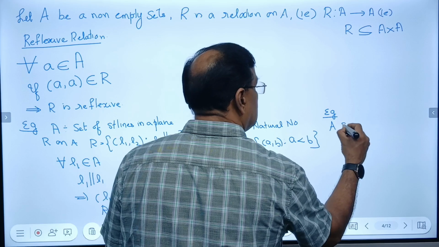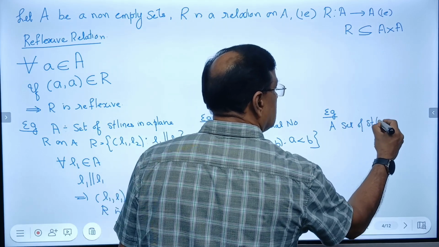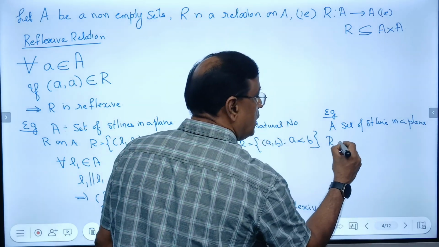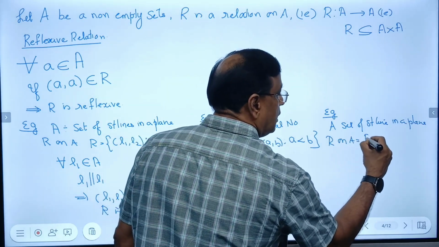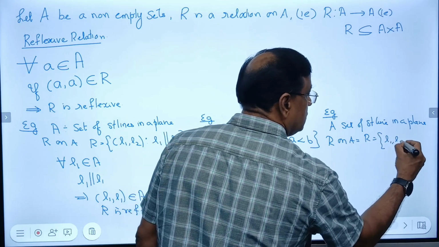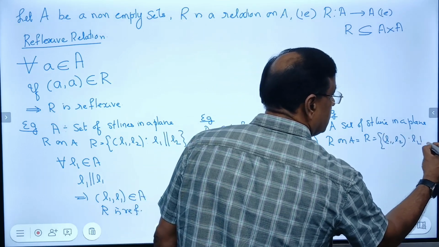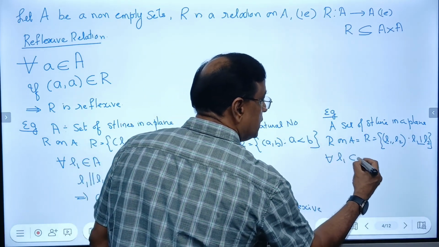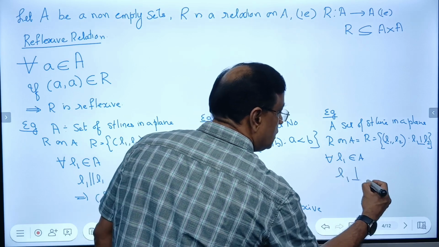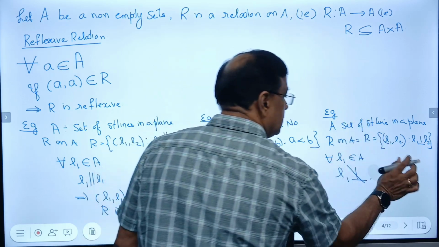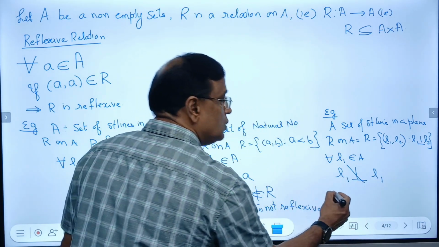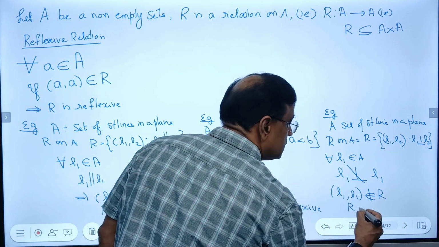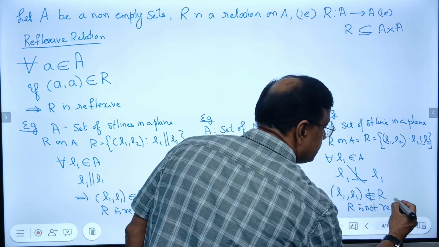Let A be the set of straight lines in a plane. I define my relation R on A. How do I define it? R equals (L1, L2) such that L1 is perpendicular to L2. Now see, if I choose L1 belongs to A, every line is not perpendicular to itself. L1 cannot be perpendicular to itself. So (L1, L1) does not belong to R. Therefore, R is not reflexive.